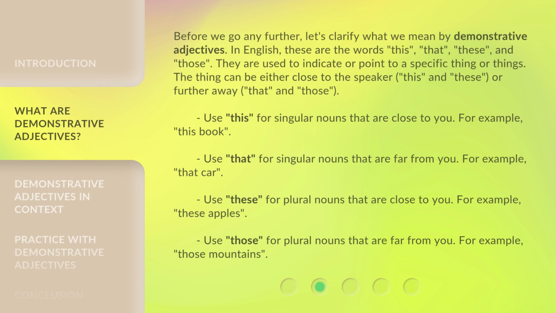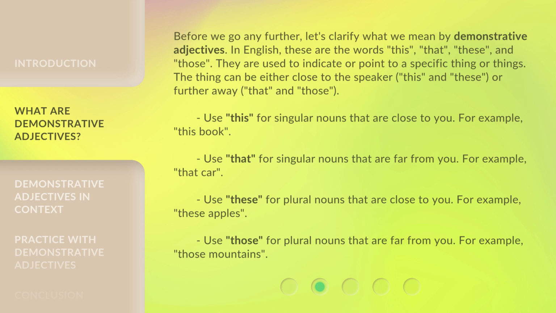Before we go any further, let's clarify what we mean by demonstrative adjectives. In English, these are the words this, that, these, and those. They are used to indicate or point to a specific thing or things. The thing can be either close to the speaker, this and these, or further away, that and those.